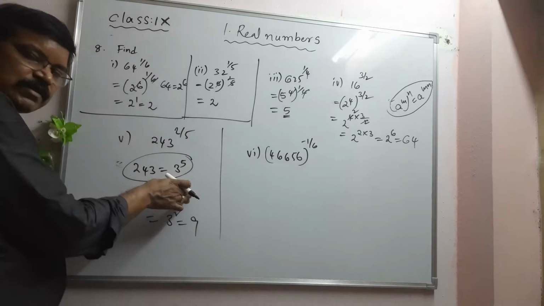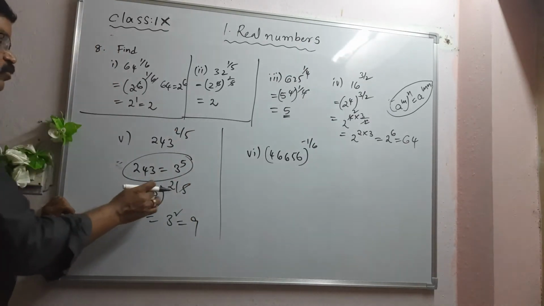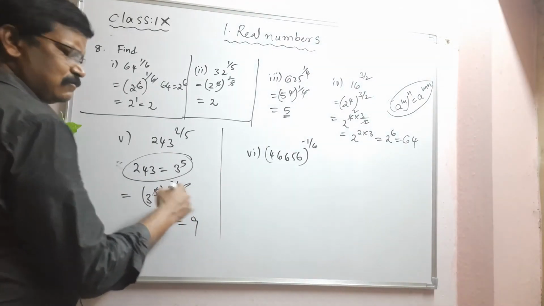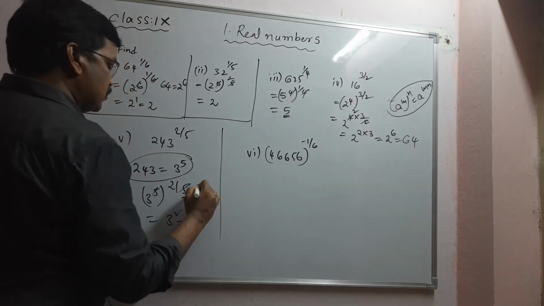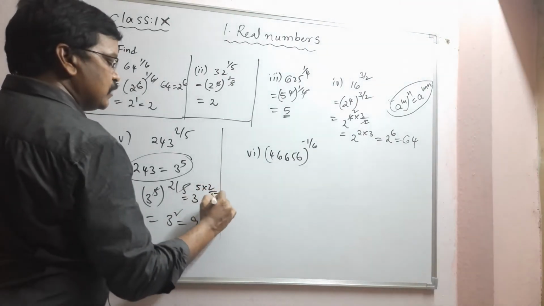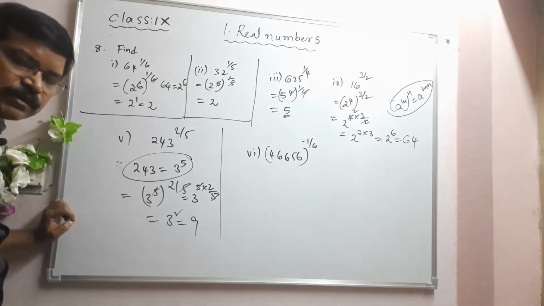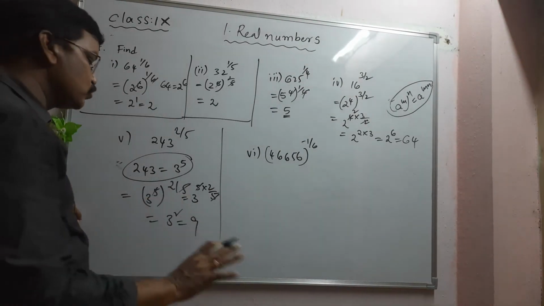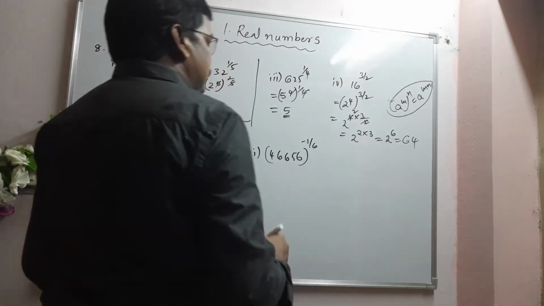Here already 2 by 5 is there. So 3 power 5 whole to the power of 2 by 5. So this 5 and 5 cancelled. Why am I cancelling using that formula? That means 3 power 5 into 2 by 5. So 5 and 5 cancelled. 3 square is equal to 9. 3 square means 3 times 3, not 3 into 2. Right. Last one.